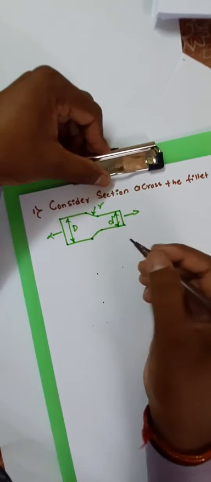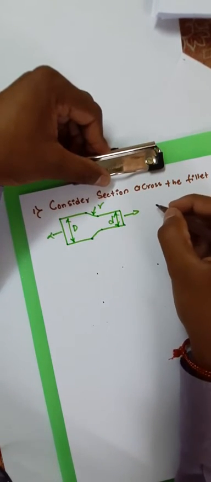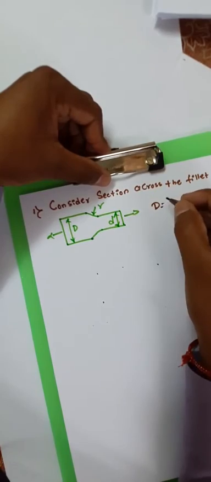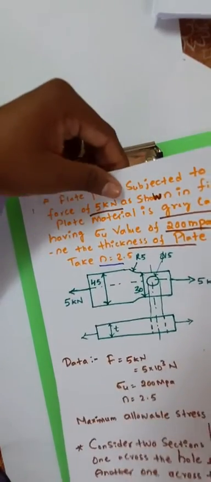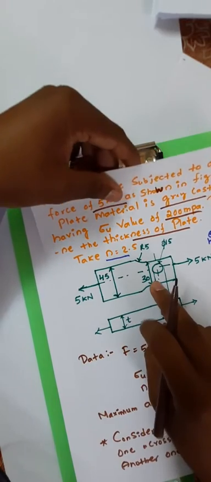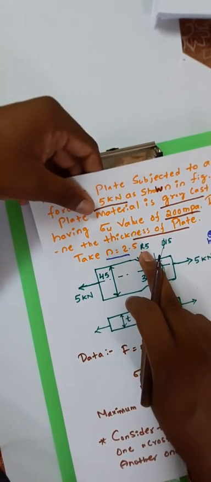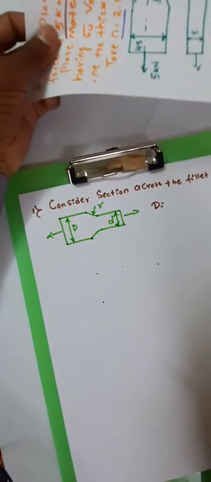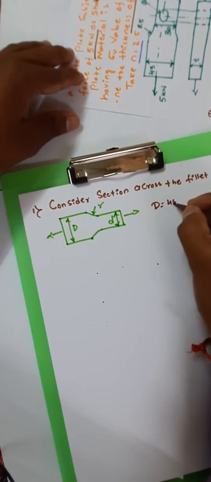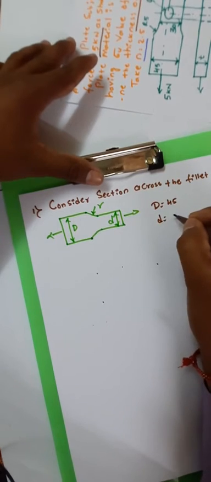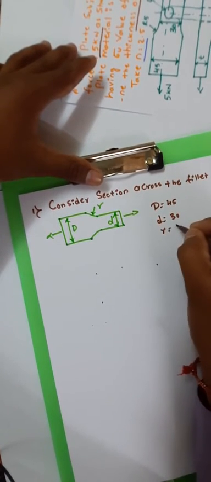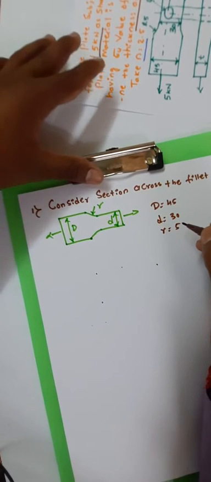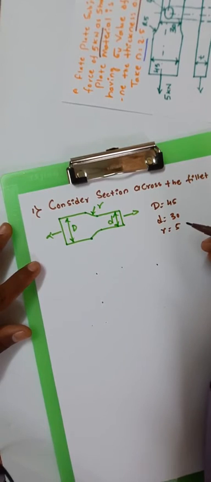For this, we need to find the d by D, where capital D is given in the problem. Capital D is equal to 45, small d is equal to 30, and R is equal to 5 mm. So R is equal to 5 mm, which is figure number 4.24.